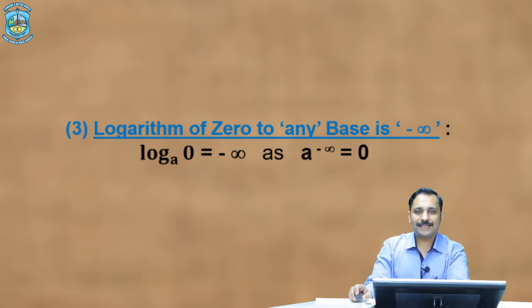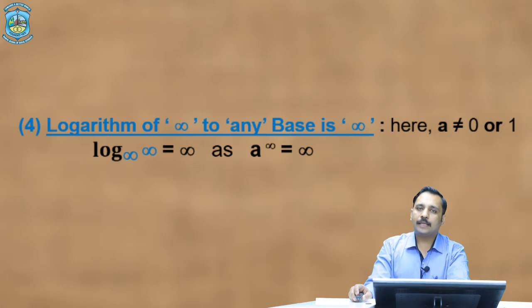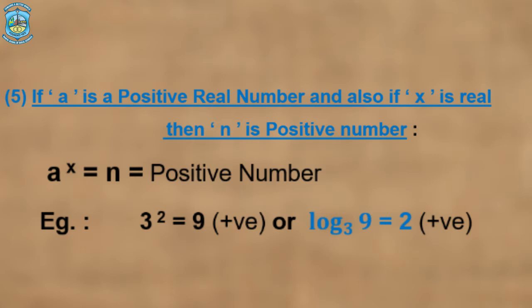The next property is logarithm of 0 to any base is minus infinite. Logarithm of 0 to base a is equal to minus infinite, as a raised to power minus infinite is equal to 0. The next property is logarithm of infinite to any base is infinite. Here the value of a is not equal to 0 or 1. We can write it as log infinite to the base infinite is equal to infinite. Here, in spite of having the base and the number same, our answer is not 1. It is infinite because our base is infinity, that is not measurable.